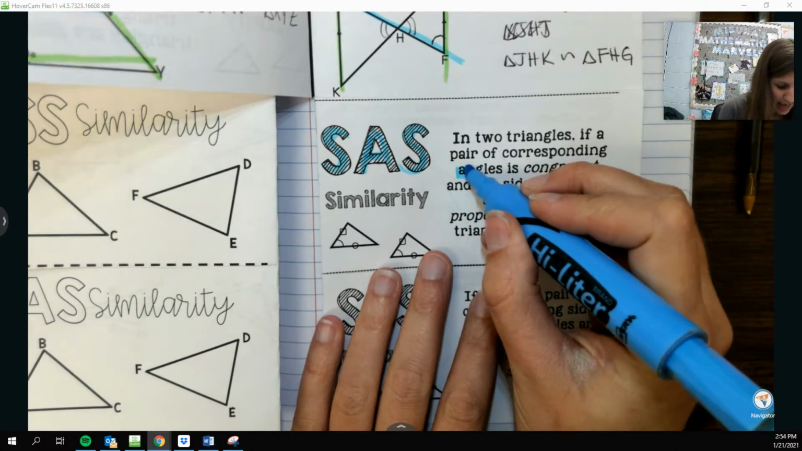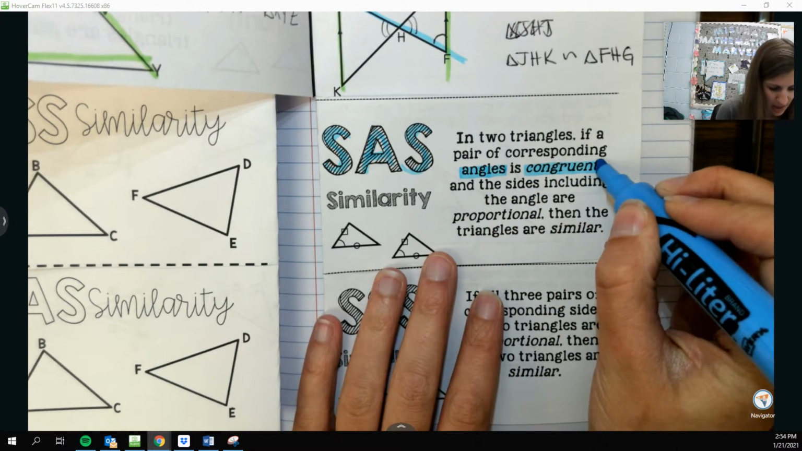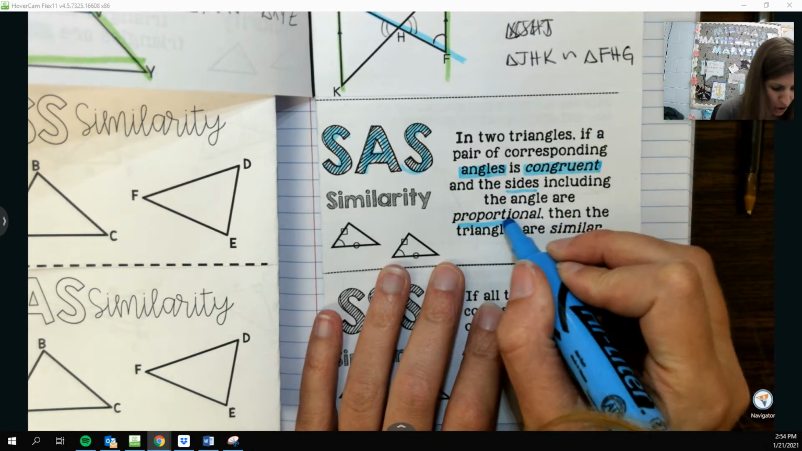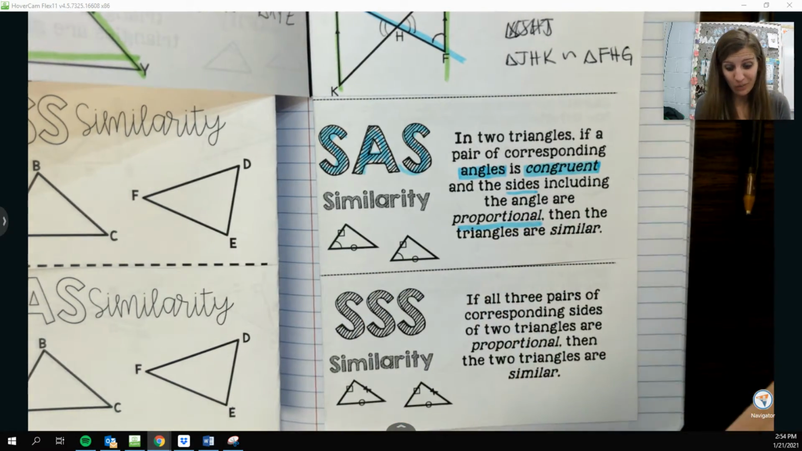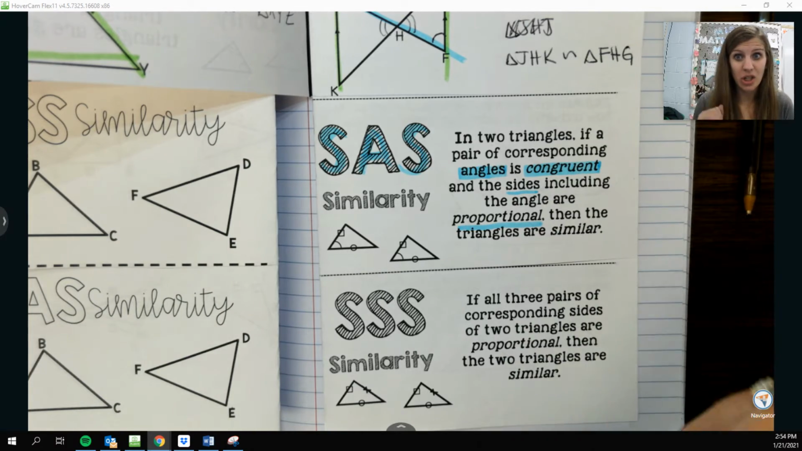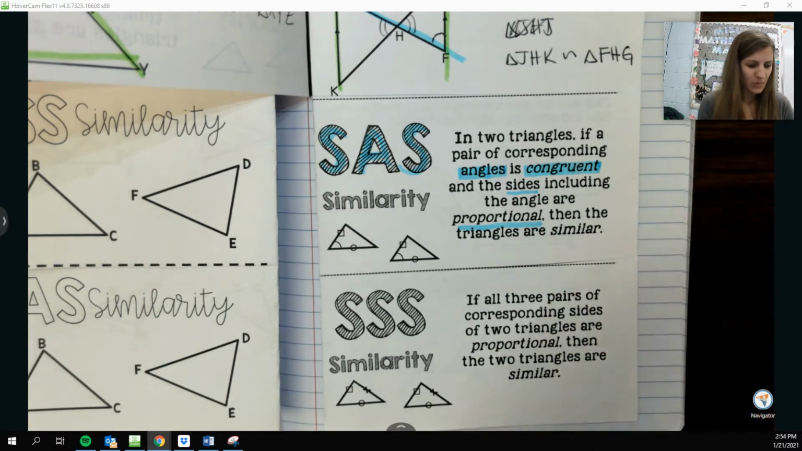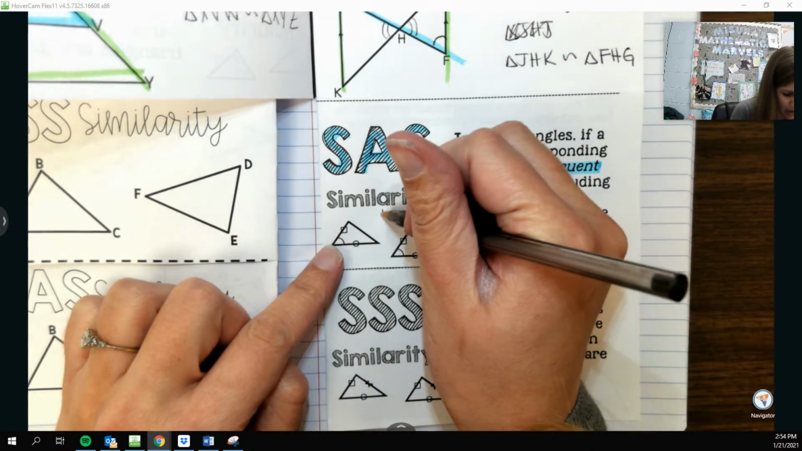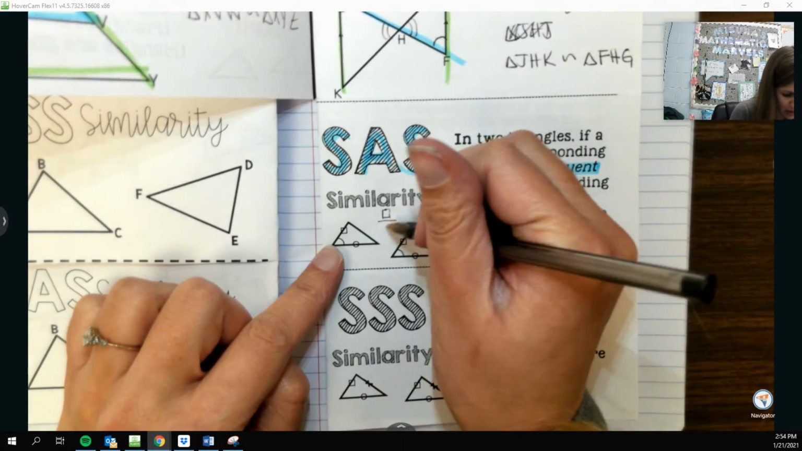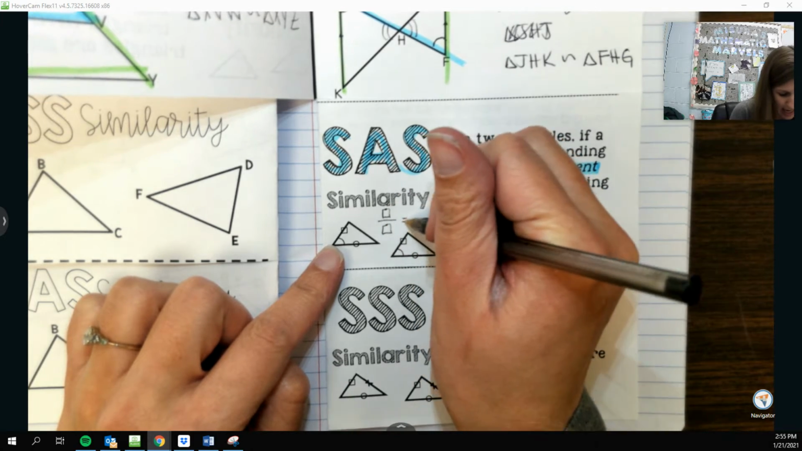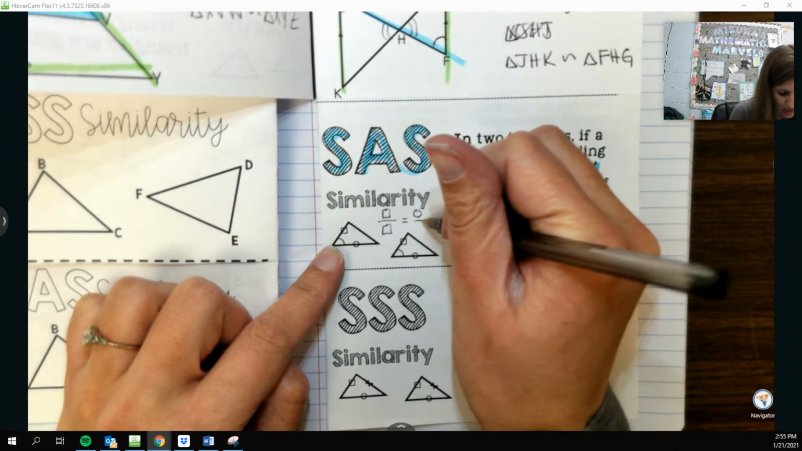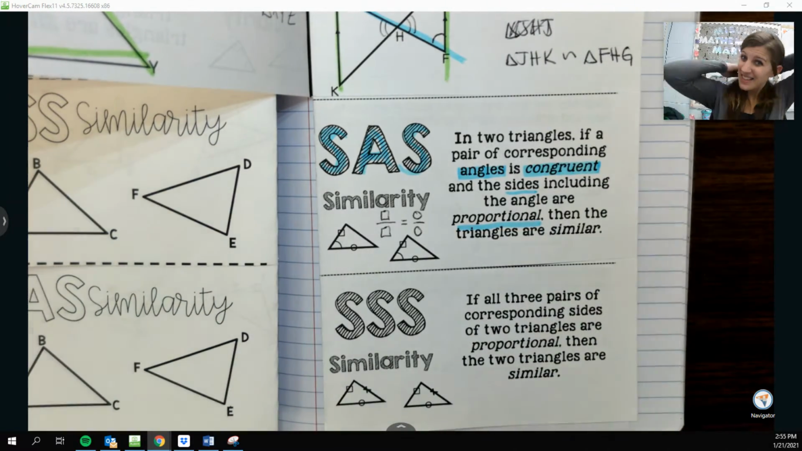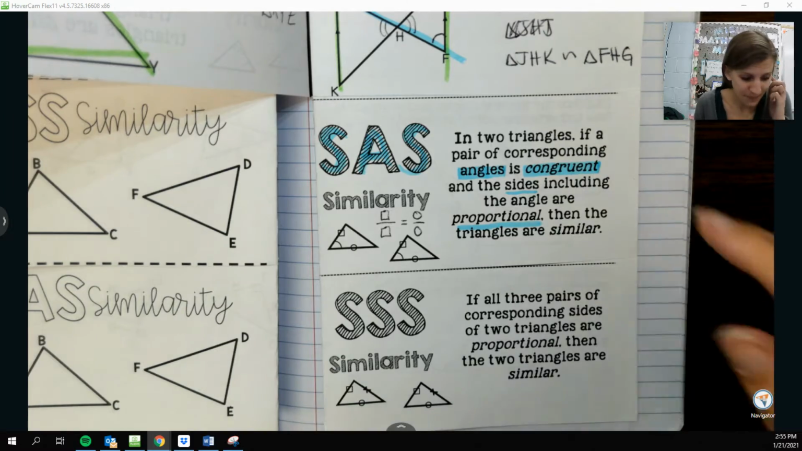So the angles are congruent, but then the sides are proportional. And remember, proportional means 2 ratios or 2 fractions equal. So in this little picture here, I can see that the 2 angles are equal, but then I would have to write a proportion where I'd be doing the square divided by the square has to be the same as the circle divided by the circle, and make sure that those all equal out to each other. If they don't, then they might not be similar.